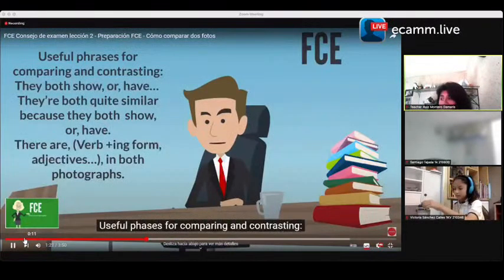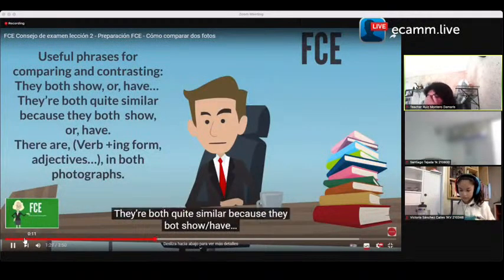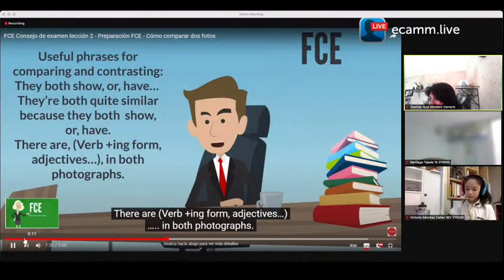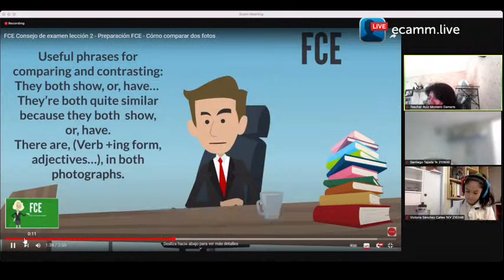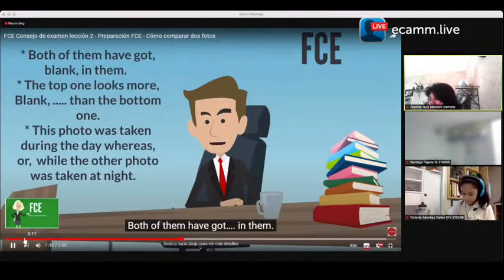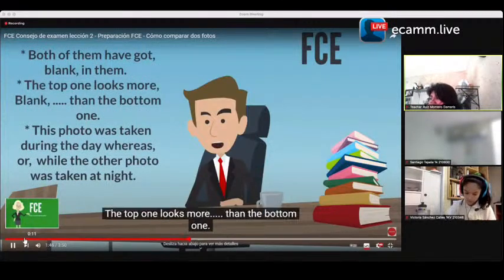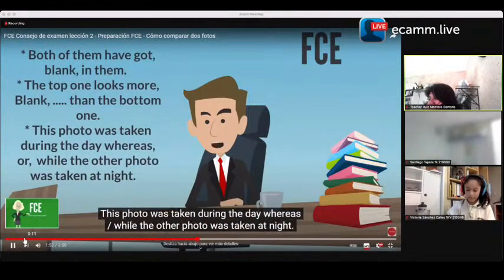Useful phrases for comparing and contrasting: they both show, or have. They're both quite similar because they both show, or have. There are verb plus ing form adjectives in both photographs. Both of them have got blank in them. The top one looks more blank than the bottom one. This photo was taken during the day, whereas, or, while the other photo was taken at night.